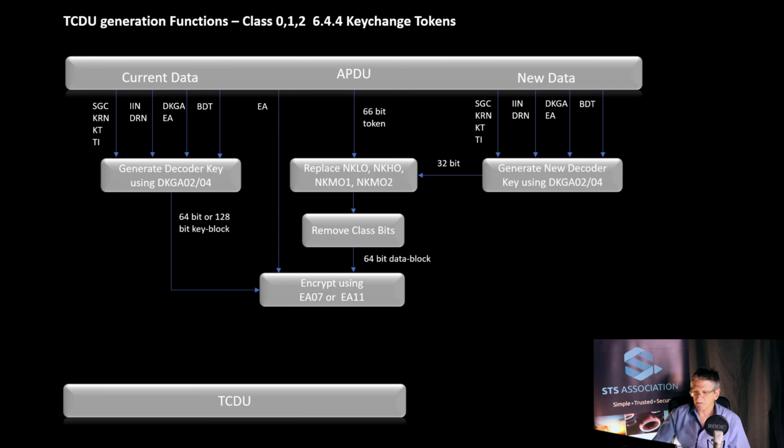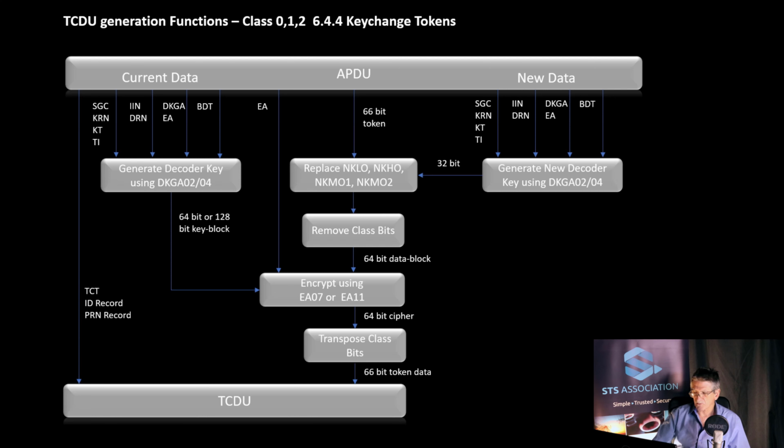You take the data block that you created using the new data, you take the key block you created using the current data, and you encrypt all of that using EA07 or EA11. You'll end up with a 64-bit cipher, and you transpose the class bits once again. 66-bit data is the result, and you send it through to the TCDU, along with the optional ID record, PRN record, and token carrier type.